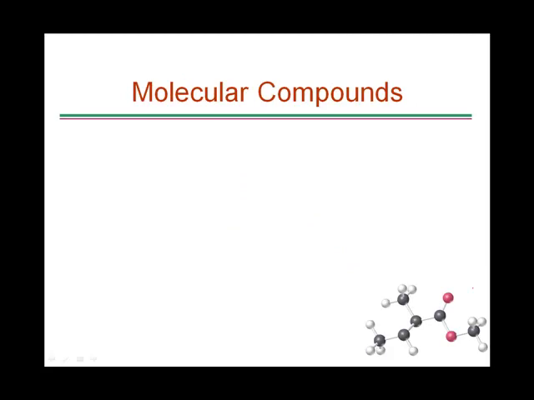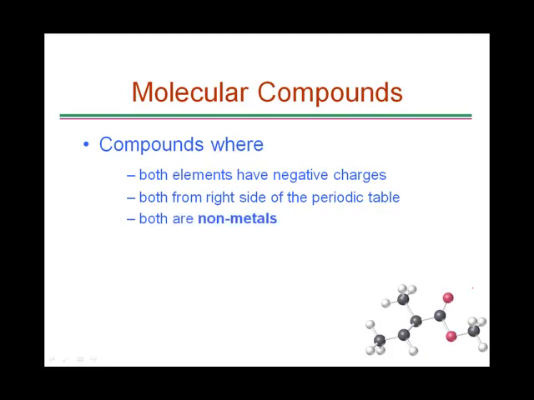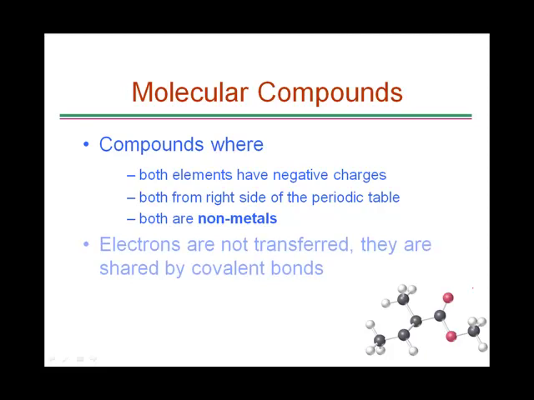So what are molecular compounds? Molecular compounds, or covalent compounds, so there's two names, molecular and covalent, are synonymous. Molecular compounds are compounds where both elements have negative charges, both elements come from the right side of the periodic table, above the staircase, and both are nonmetals. Molecular compounds, or covalent compounds, is when the electrons are shared. They're not transferred, so then no ions are generated.